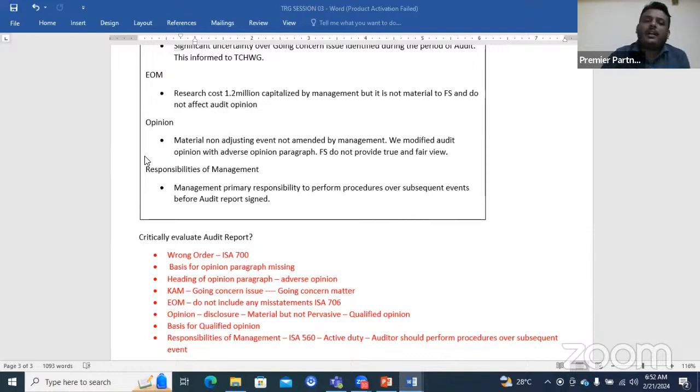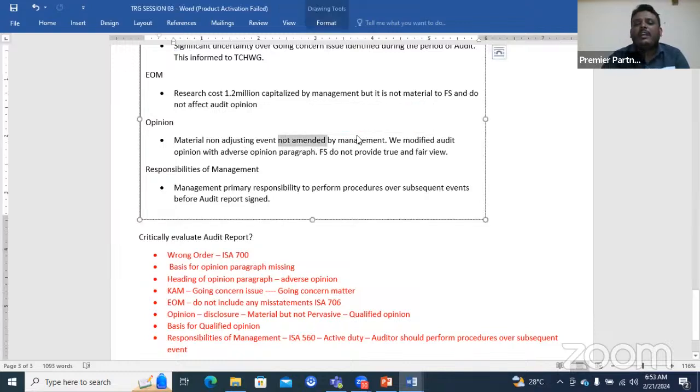See here in this opinion part, there was a material non-adjusting event. For a material non-adjusting event, the IAS 10 standard, events after reporting period, said sufficient disclosures are required. If you disclose, the financial statement gets amended. If you adjust, the financial statement gets amended. Adjustment means when you are passing a double entry, that is called adjustment. Amendment means adjustment plus disclosure, both we call amendment. So here a non-adjusting event, actually we should disclose, but management fails to disclose. That's why they use the words not amended by management. Don't think not amended equals not adjusted. No, not amended includes not adjusted or not disclosed.